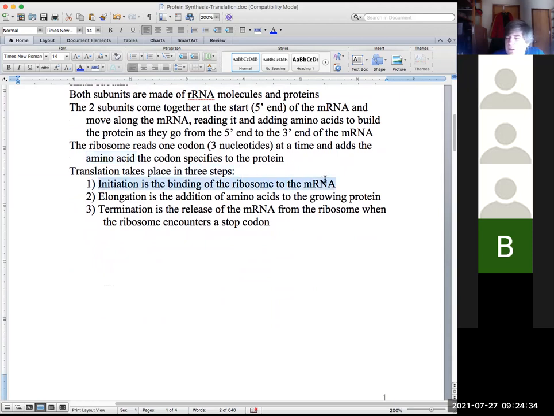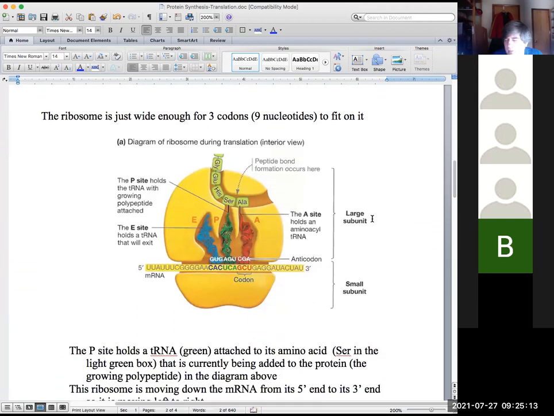Now, there are 3 steps in translation. The first step is initiation, which is when the ribosome attaches to the messenger RNA. And elongation is adding amino acids to our protein that we're building. And then finally, termination happens when the messenger RNA is released from the ribosome. The ribosome lets go of it because it encounters something called a stop codon. We'll talk more about codons in a moment, but let's look at what's happening at our ribosome.